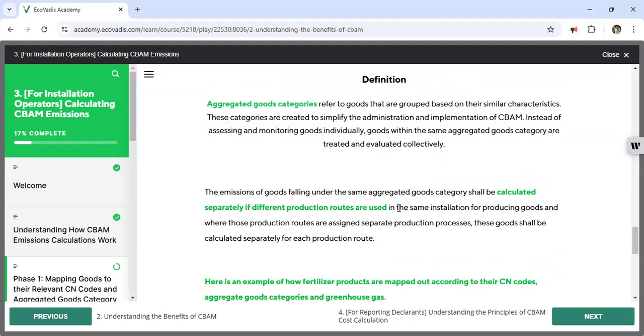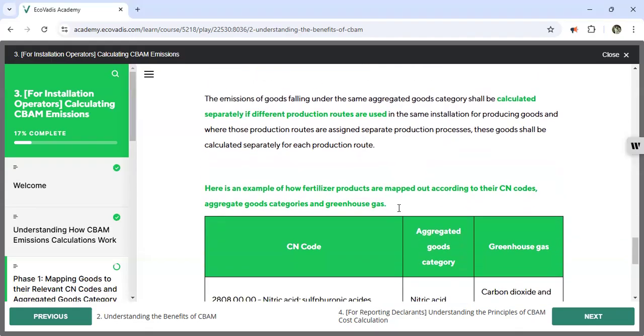These categories are created to simplify the administration and implementation of CBAM. Instead of assessing and monitoring goods individually, goods within the same aggregated goods category are treated and evaluated collectively. The emissions of goods falling under the same aggregated goods category shall be calculated separately if different production routes are used in the same installation for producing goods, and where those production routes are assigned separate production processes. These goods shall be calculated separately for each production route.